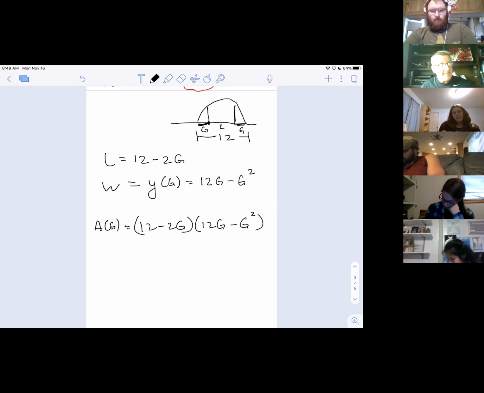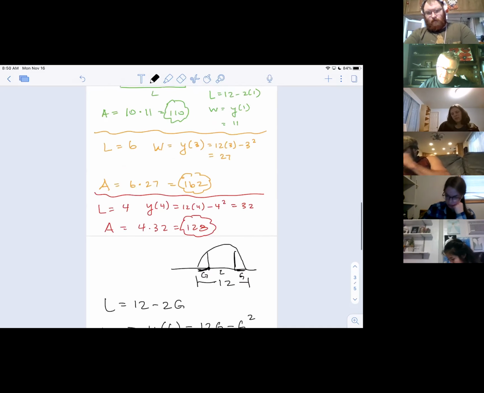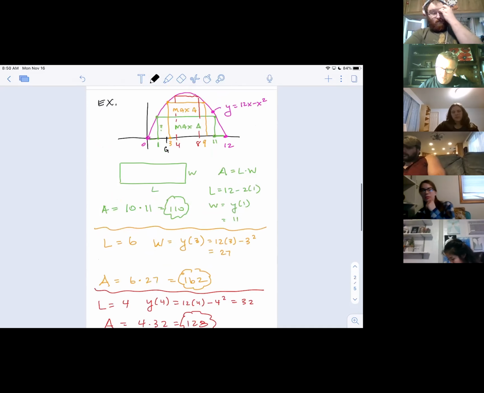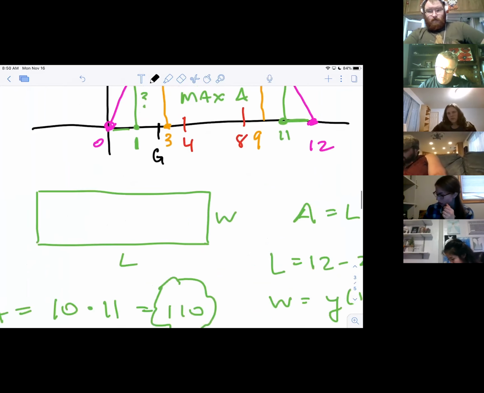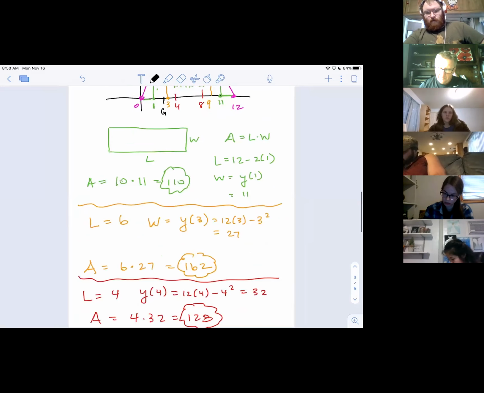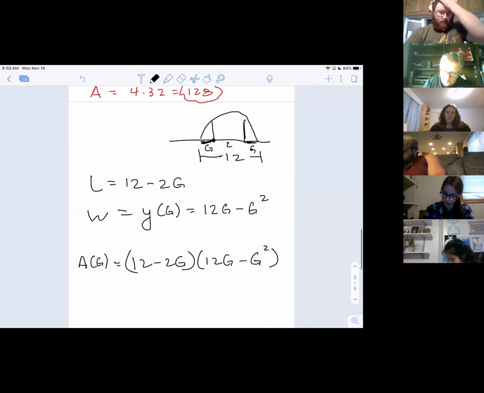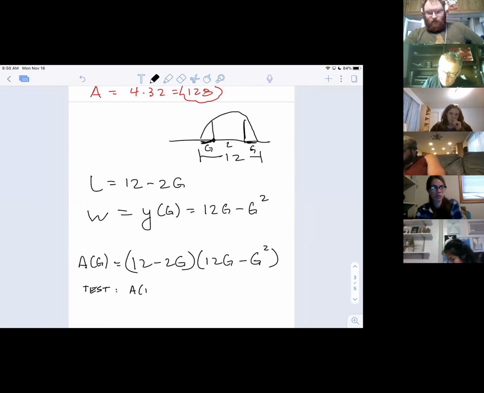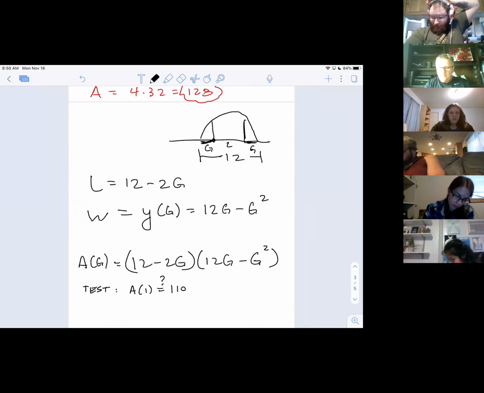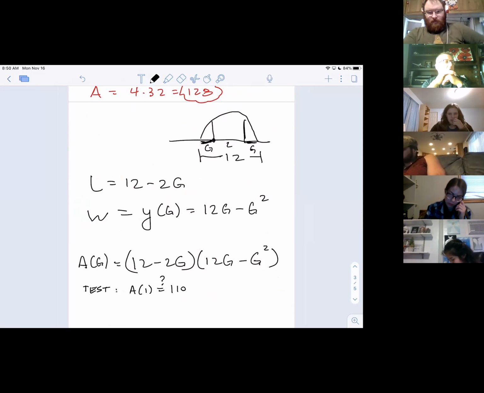And if you want to test this just to make sure, a second ago, we said when we chose 1, when our guess was 1, we got an area of 110. So shouldn't this function, if we haven't screwed it up, test: is A of 1 really equal to 110? So I'm going to type that in. 12 times 2 minus 1, that's 12 times, and multiply it out. Sure enough, it is 110. So okay, good, it's working. I could test it again for 3 because I knew that answer. Make sure that's working.